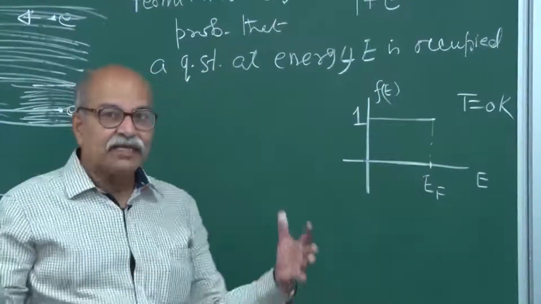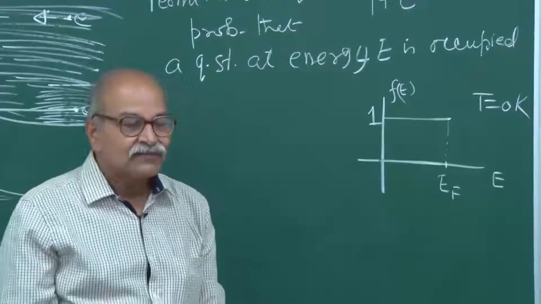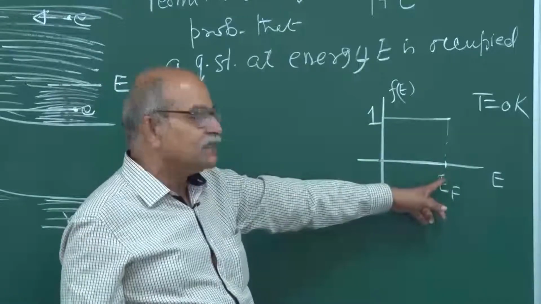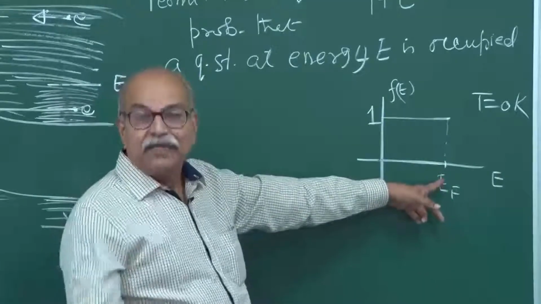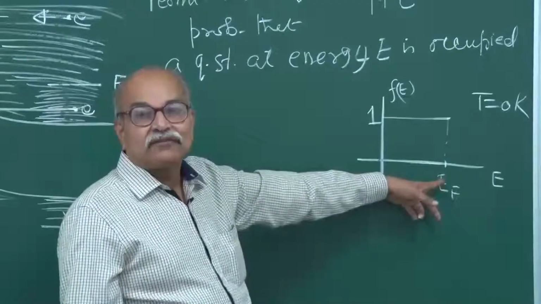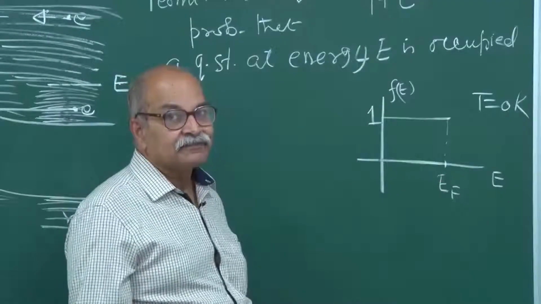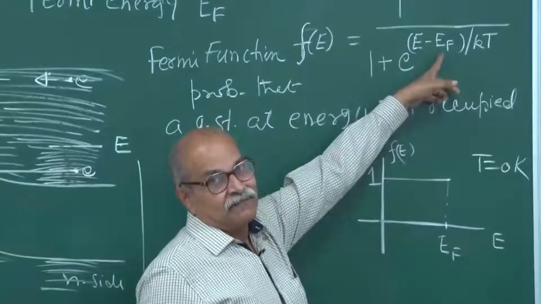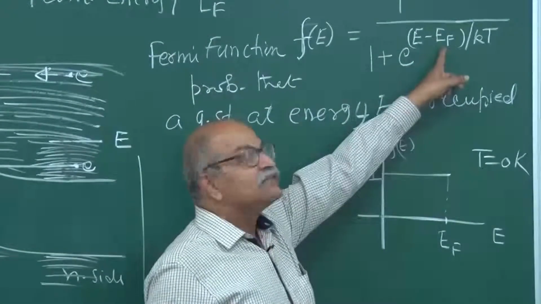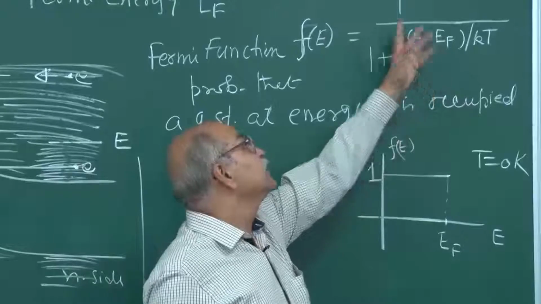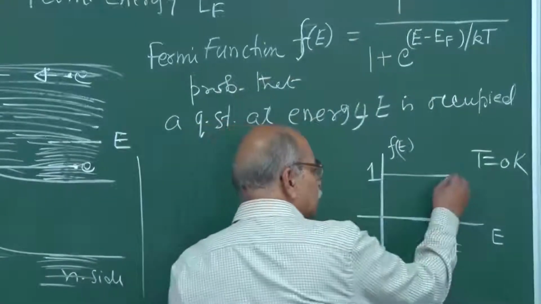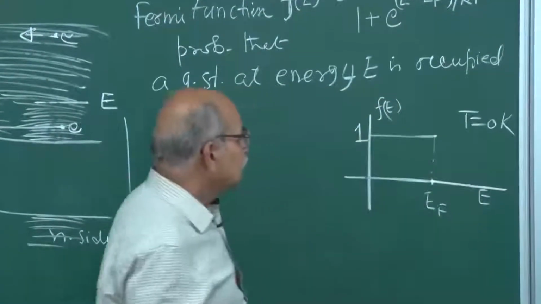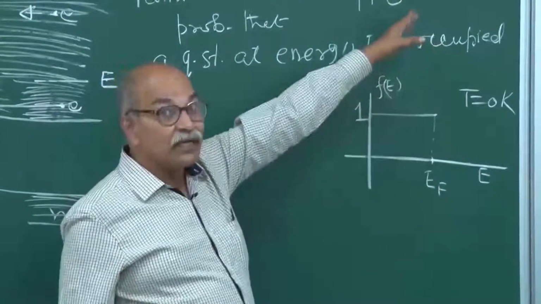That means at 0 K, all quantum states with energy less than EF will be occupied by electrons. Probability is 1. And if E is greater than EF, then it is e to the power plus infinity, which is infinity, and this probability will be 0. So the function here is 0. So that's the kind of function at 0 Kelvin.